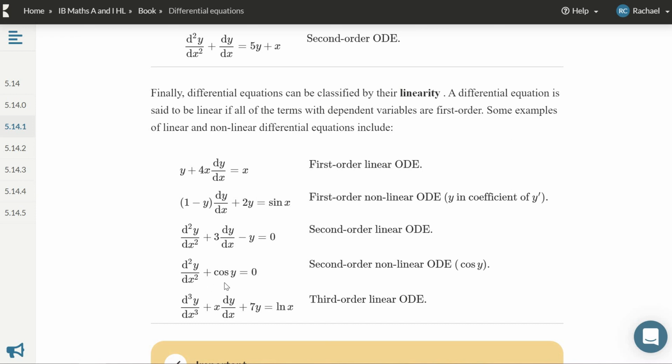This is second order nonlinear because you're taking a cosine of y. Right? Cosine is a nonlinear function. It's a cyclical function, and so it's nonlinear. And this is an example of a third order linear function. This is a coefficient, but it stays the same. So it's 7. It's fixed.